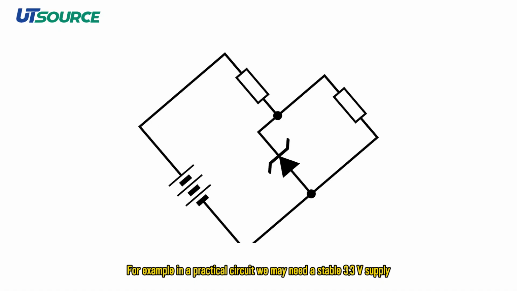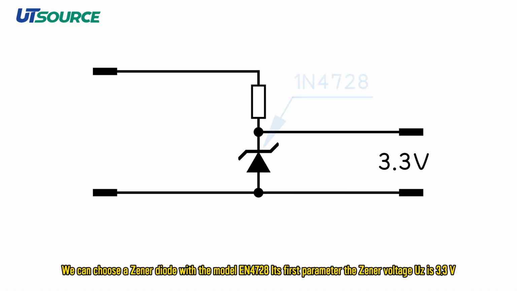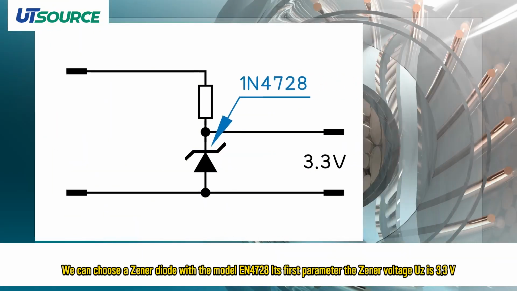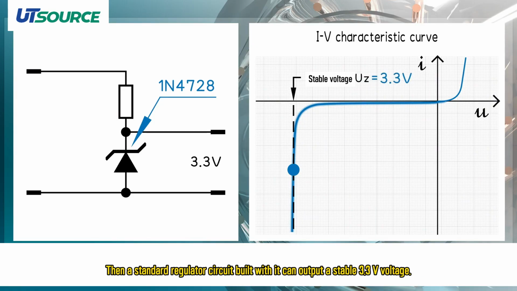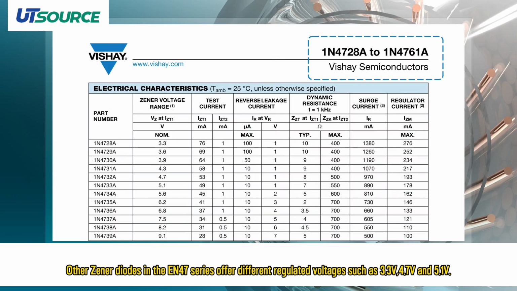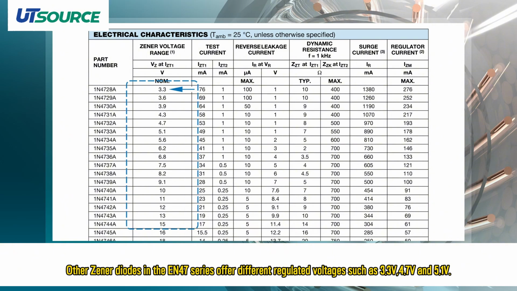For example, in a practical circuit, we may need a stable 3.3 volt supply. We can choose a Zener diode with a model N4728. Its first parameter, the Zener voltage, is 3.3 volts. Then a standard regulator circuit built with it can output a stable 3.3 volts. Other Zener diodes in the N47 series offer different regulated voltages such as 3.9V, 4.7V, and 5.1 volts.